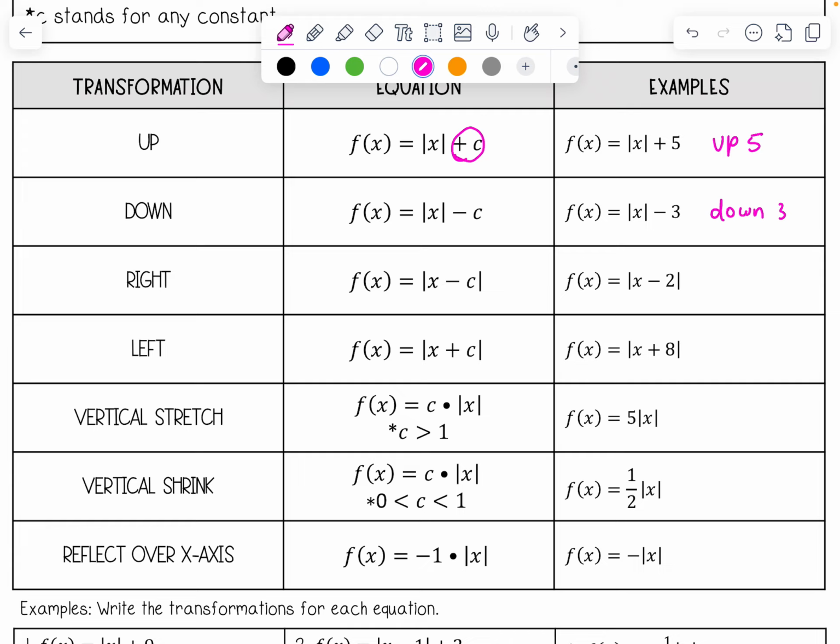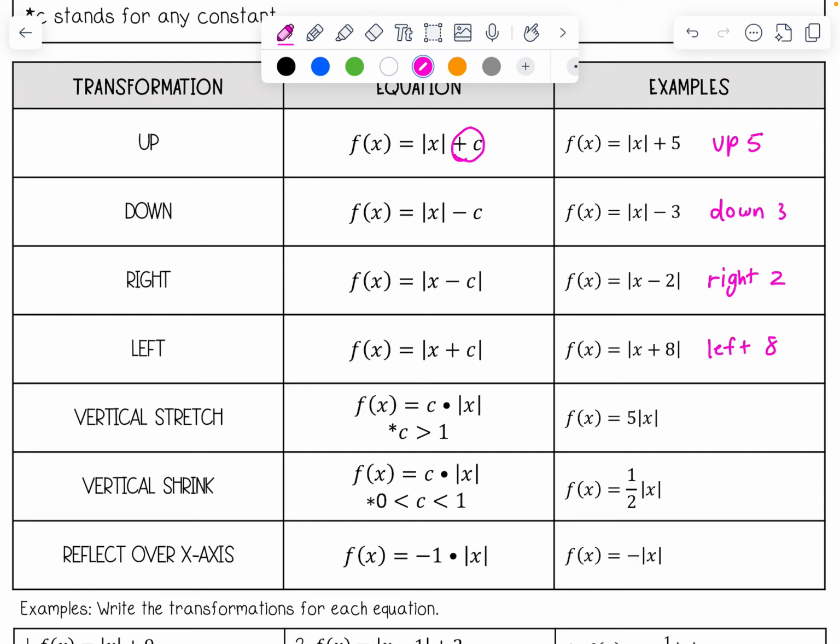If I want to move it right or left, then I would put that inside the absolute value expression. So if I wanted to move it right, I would subtract 2 inside the absolute value expression. And it's kind of opposite of what you would think. If you wanted to move right, you would subtract. If you want to move left, you would add. So plus 8 would move it left 8.